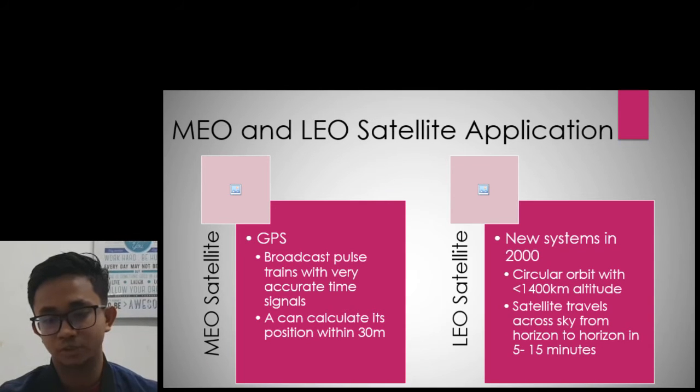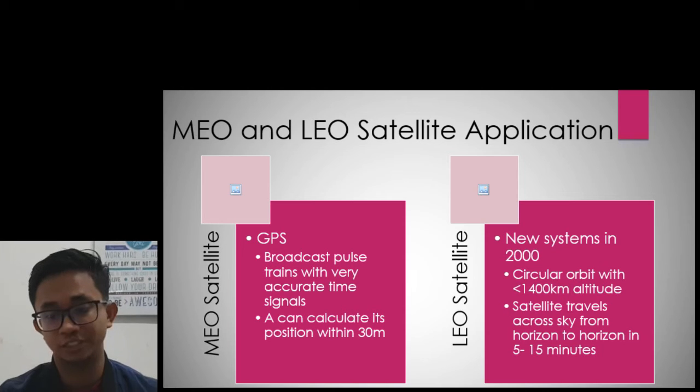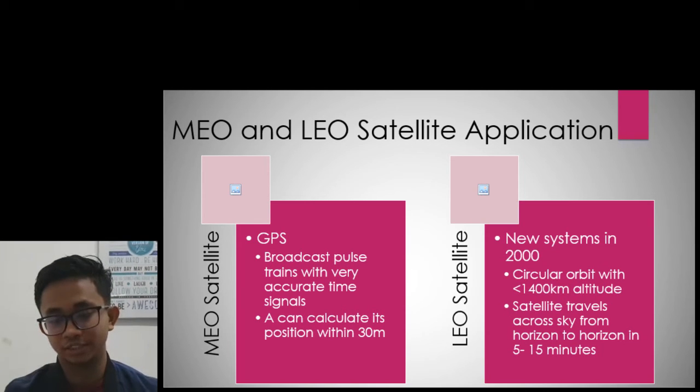And now I would like to explain about MEO and LEO satellite application. First one, the MEO satellite, is mainly used for GPS. It will broadcast pulse trains with a very accurate time signal, and it can calculate its position within a 30-meter radius from its receiver.